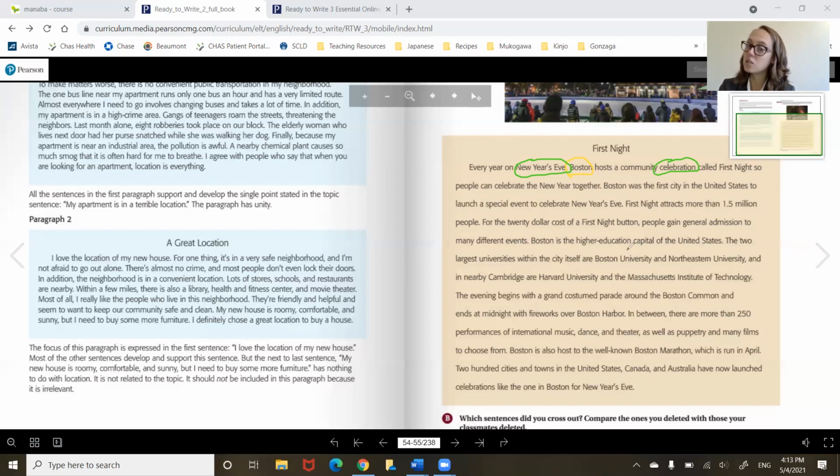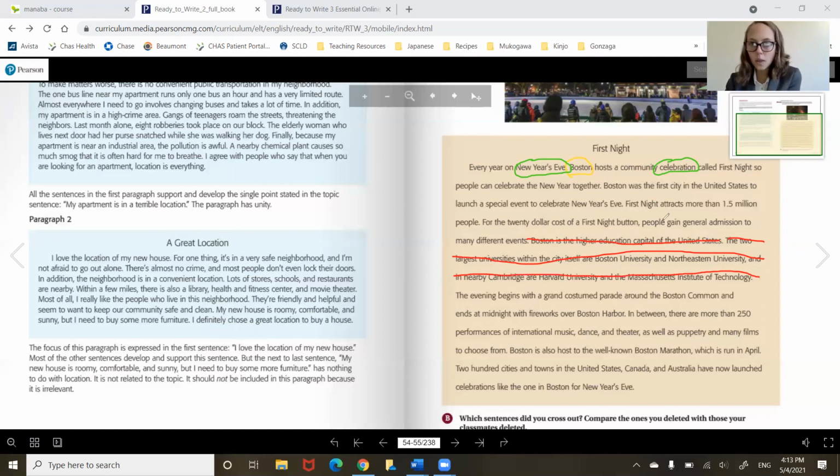Higher education means universities. This sentence is not about New Year's Eve. The two largest universities. Okay, again, so this is a supporting detail for that. This is a topic sentence for a new paragraph. These sentences should not be in this paragraph because they are not about New Year's Eve in Boston.